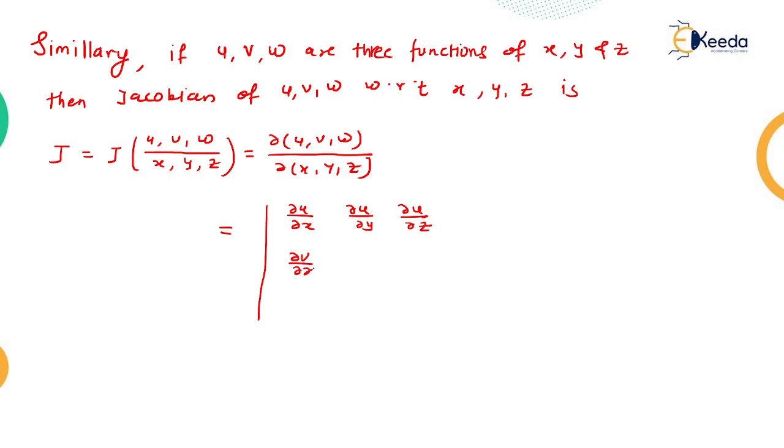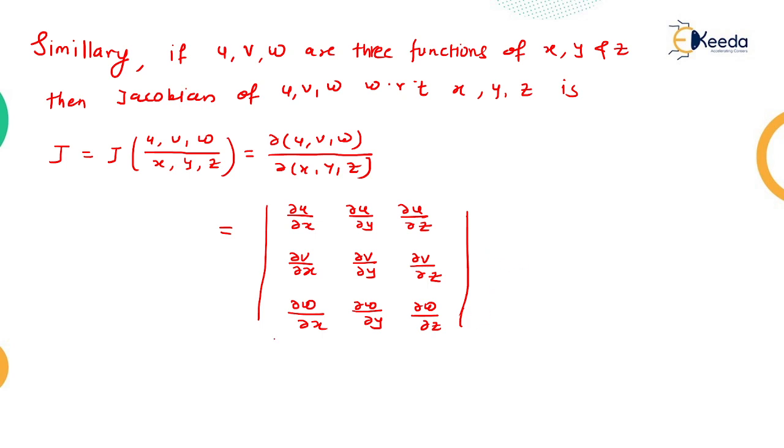So ∂v/∂x, next ∂v/∂y, and next ∂v/∂z. Now for the remaining variable, you have to write its derivatives here: ∂w/∂x, ∂w/∂y and ∂w/∂z. We call this a del also, right? It means ∂(u,v,w)/∂(x,y,z).